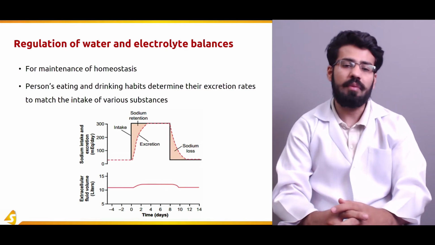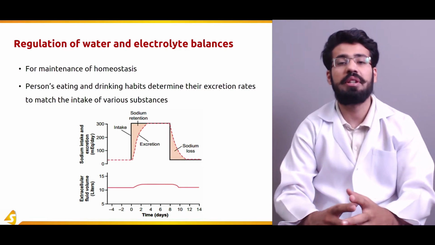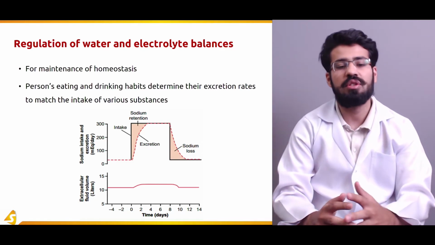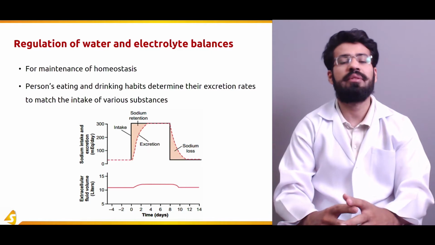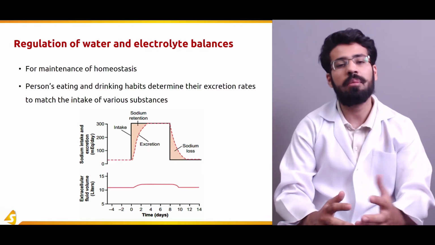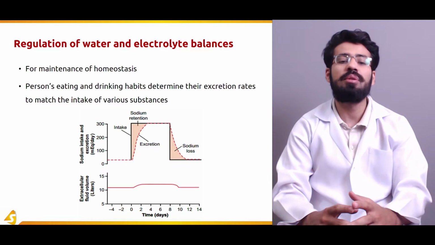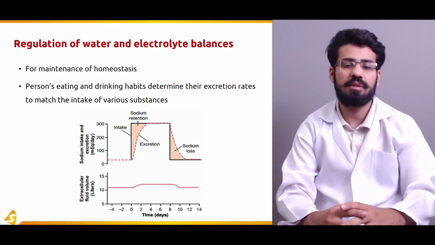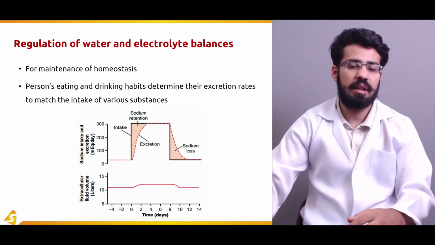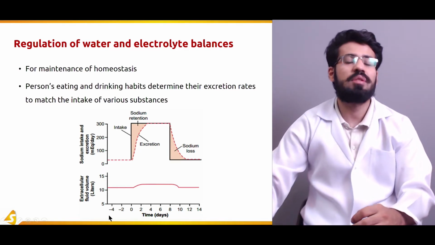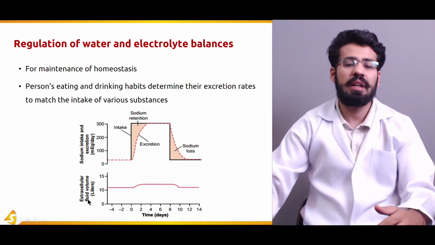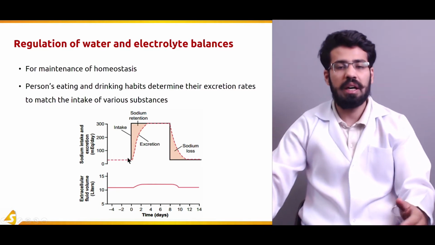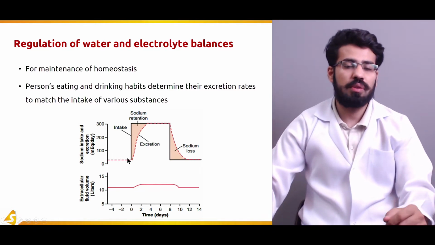What I mean by homeostasis is, for example, let's talk about a case which varies from person to person. A person's eating and drinking habits determine the excretion rate, which of course matches their intake of the various substances. So if you are taking in much more of a substance, you are going to excrete a lot, and that is directly proportional, with no other say in that. Let's take an example of sodium. At this particular concentration, this dotted line, you are taking sodium in the normal dose.